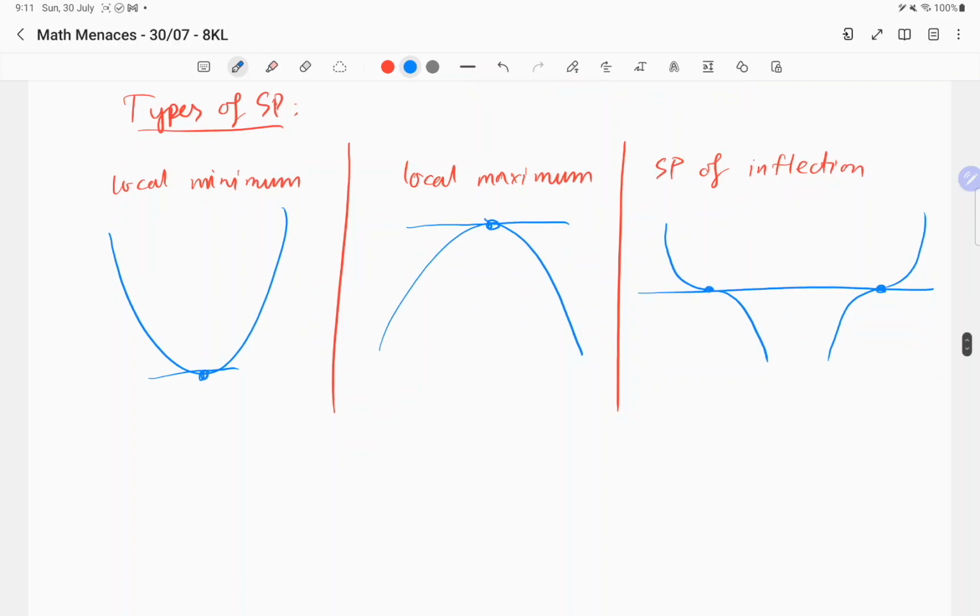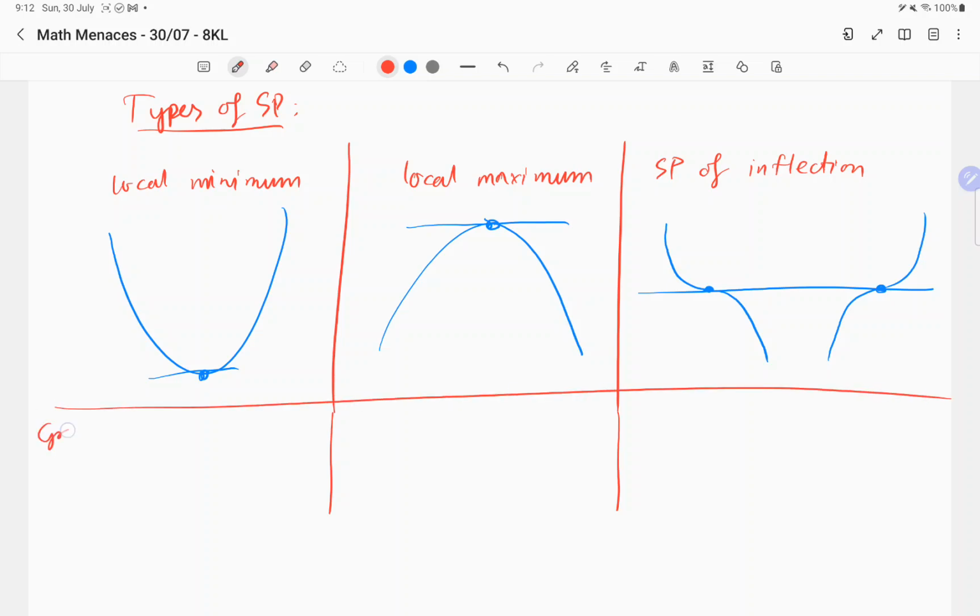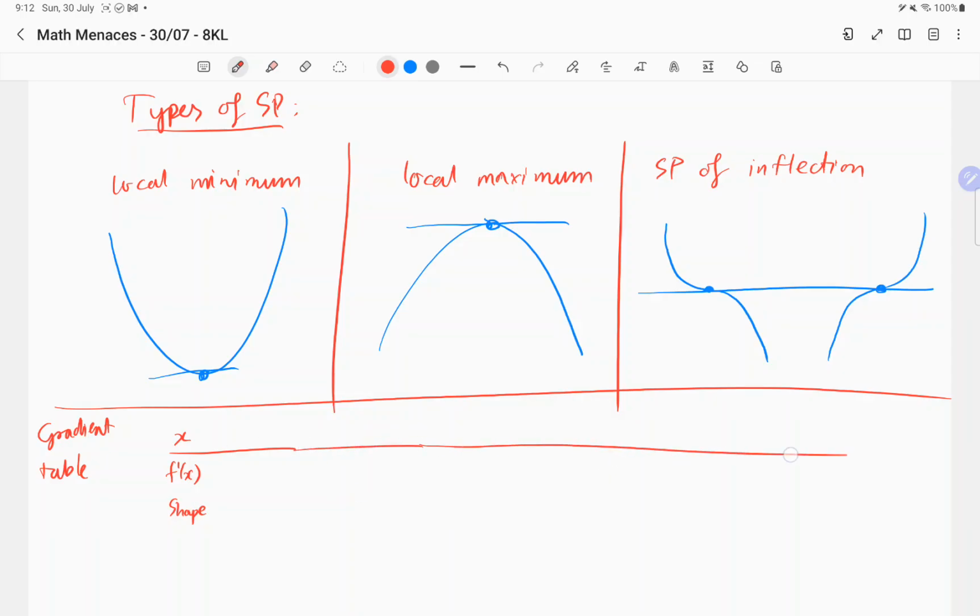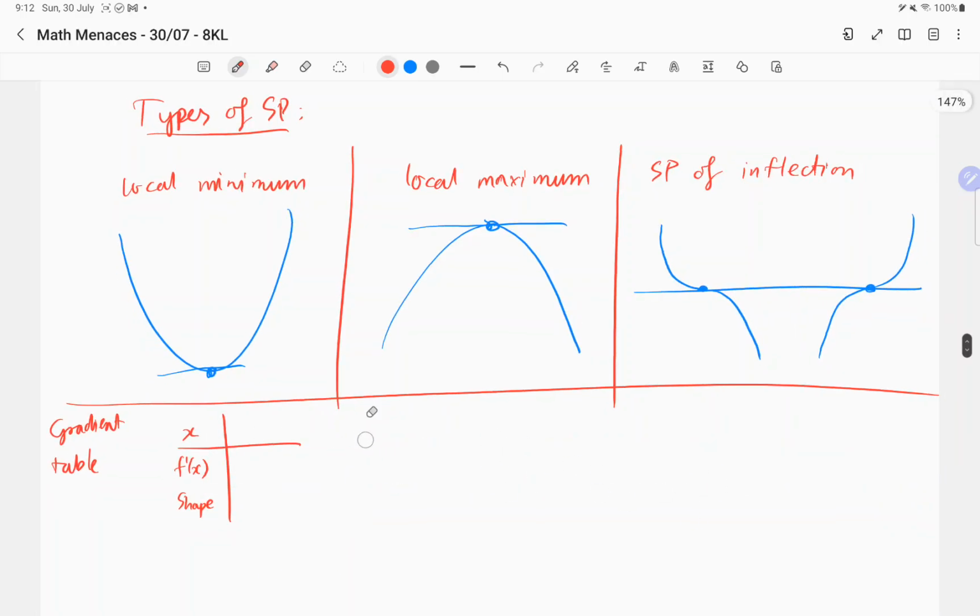Okay, and the technique to find out the nature of these stationary points in Unit 3 is called the gradient table. Okay, so the gradient table, how does it look like for the local minimum? So the gradient table will normally have the x and then the f dash value, and then the shape. Correct. Okay, so how would it look like for the local minimum and local maximum? Or you just pick whatever numbers you want. Yeah. So actually, I'll just show you guys the general idea.